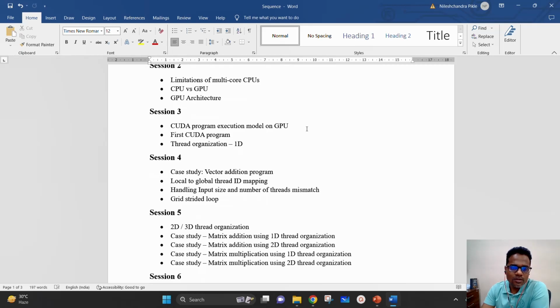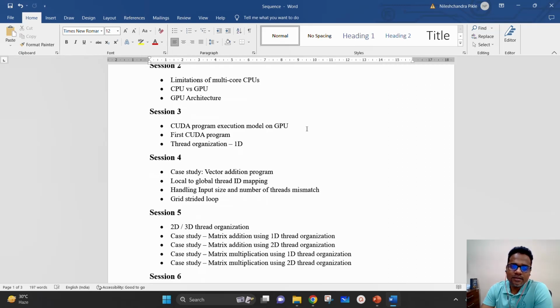Then a very important topic, or we can say the crux of CUDA programming, is your thread organization. Basically in CUDA programming, we are going to create n number of threads, and these threads will be assigned different tasks and they can execute in parallel. That is the whole idea behind CUDA programming. All these tasks can be performed by your threads, and threads can be organized in 1D, 2D or 3D fashion. First we'll understand 1D thread organization and the different parameters associated with these threads.